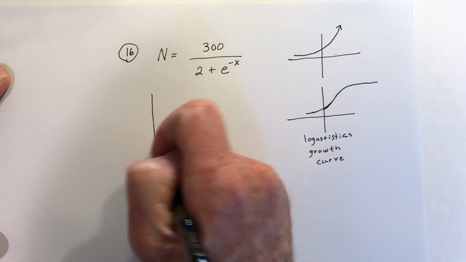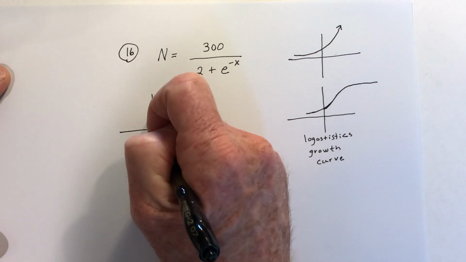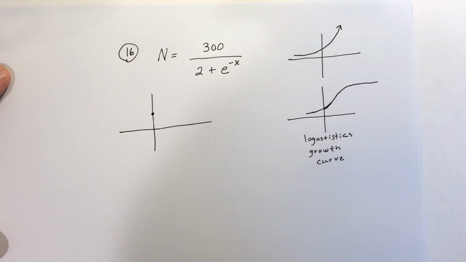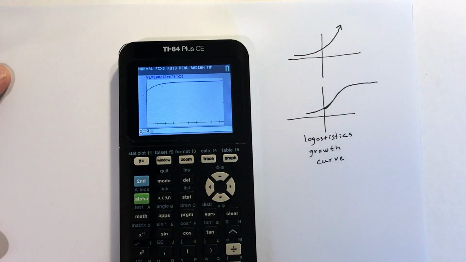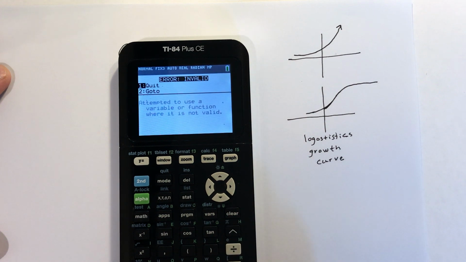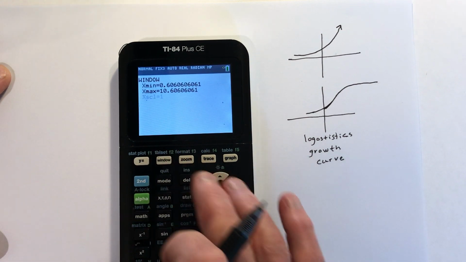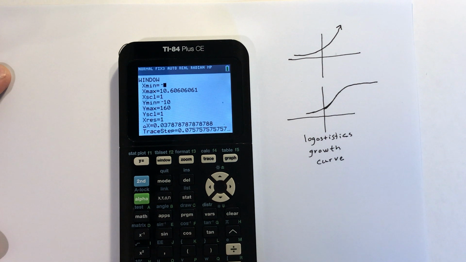So this is, again, let me put in when x equals 0. Oh, what happened? Oh, the window got moved over.